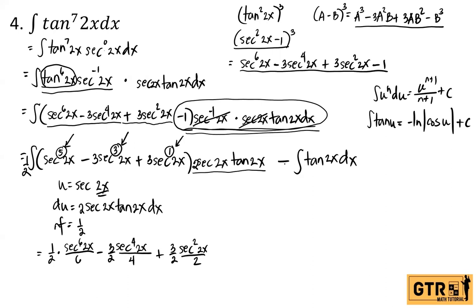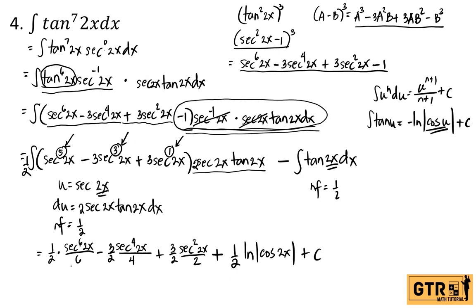And then we have a formula for this. So we have a direct formula. Our u here is 2x. So again, we have a neutralizing factor of 1 half. So minus 1 half. The integral of tangent is negative ln, but we have a negative here, so this will become positive. Positive 1 half ln of cosine u. Our u is 2x, so we have ln cosine 2x plus c.